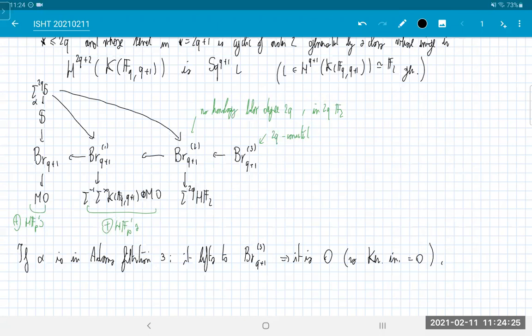So as you see, we have already cut out a huge swath of the Adams spectral sequence just by looking at this guy. And moreover, the fact that here there is only one HF2 suggests that there is only one possible class that can be.